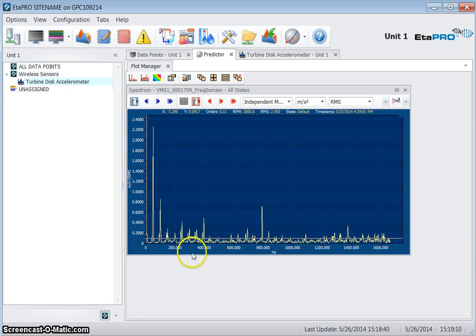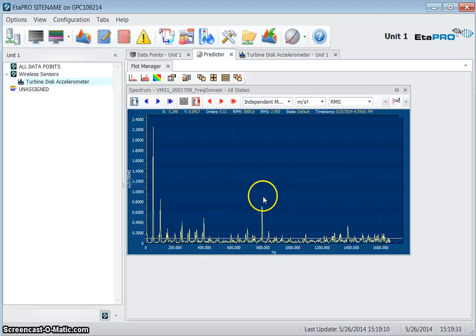So here we have a vibration signature for this piece of equipment. It shows amplitude versus frequency. And I can look here and see that I have the various harmonics that are associated with this piece of equipment. The test rig is running at 50 Hertz, or approximately 3,000 RPM. So I have 1x, 2x, 3x, all the different harmonics.